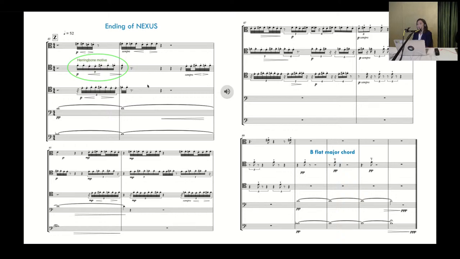And this is the ending of the low brass quintet piece. So here I've highlighted the herringbone motif, because I knew that at the end of this piece, I was going to start the piece for piano solo. So here you can already hear that motif, and it ends with a B flat major chord at the end. So just listen to this last part here.